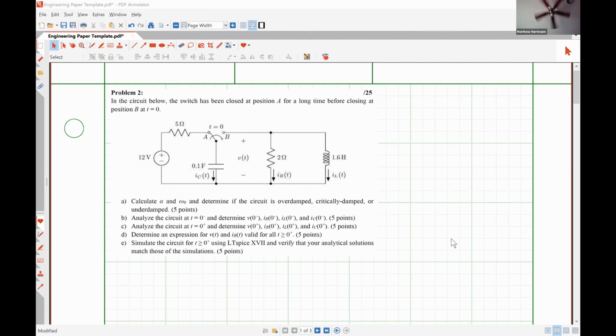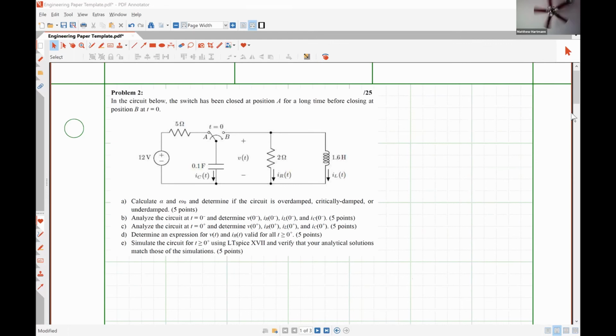So we have a parallel RLC circuit where the switch is changing from position A to position B at t equals 0, and that switch closing at position B effectively places the 0.1 farad capacitor, the 2 ohm resistor, and the 1.6 henry inductor all in parallel with each other. So that's why we have a parallel RLC circuit.